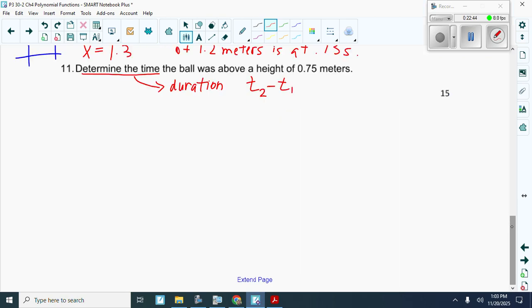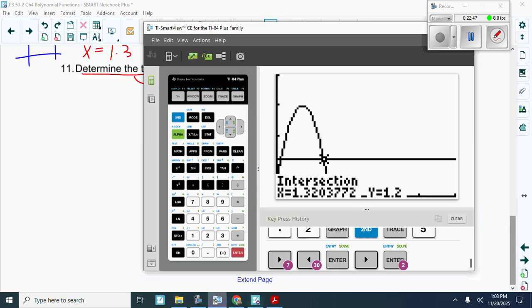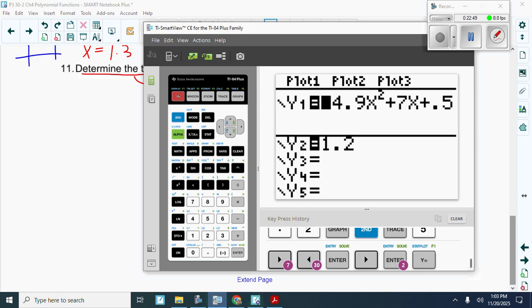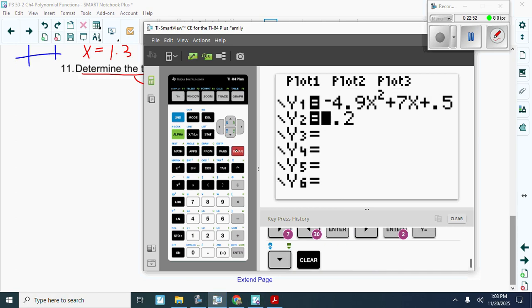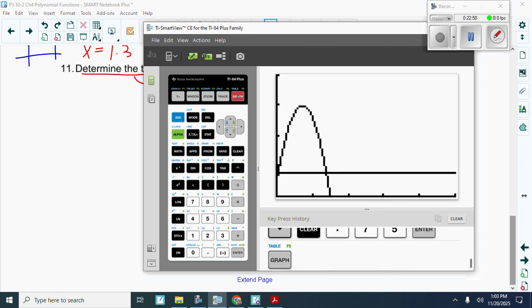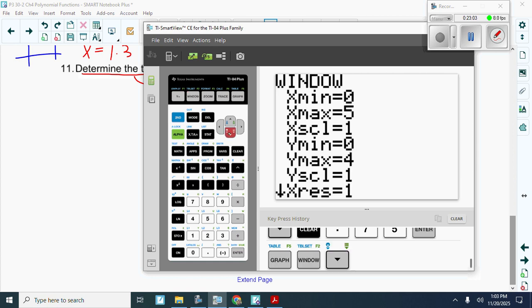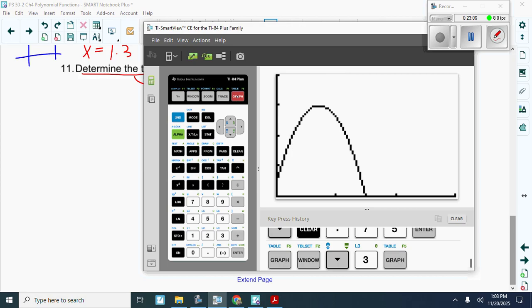Okay, so let's see what that looks like. So we would go back to the calculator and we would change that 1.2 to a 0.75. So let's clear that out, 0.75. Okay, graph. Okay, so it's down here. I'm just going to change my window a little bit. I'm going to change it to 3. There, a little bit easier to see. So I'm looking for, okay, I need to find the time here and the time here, and then just subtract them to get the total time that it's above the height of 0.75. Does that make sense? Okay, we're all getting it.